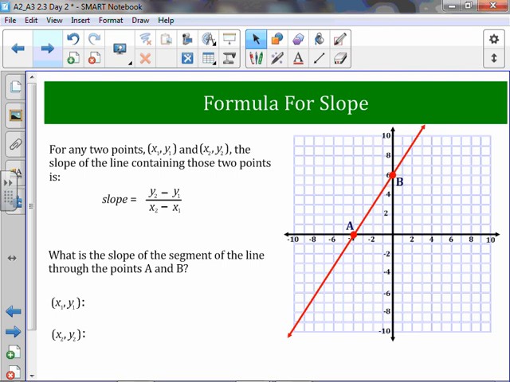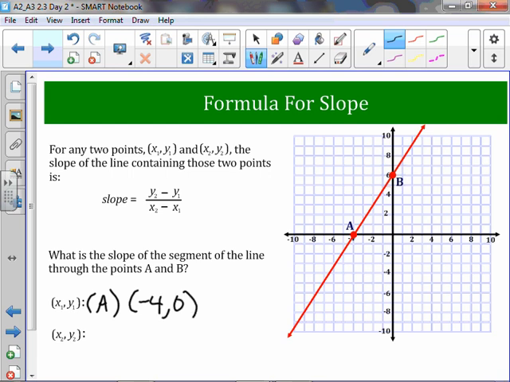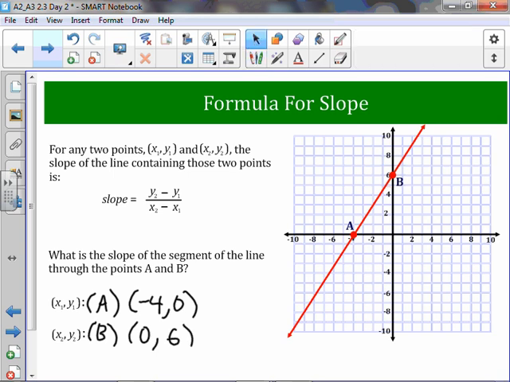All right, so if I call point A x1, y1, that means that this coordinate point, point A, is -4, 0. x2, y2 will then be B, and that is 0, 6. So we have 2 coordinate points. I'm saying that the point x1, y1 is -4, 0, and the point x2, y2 is 0, 6. So how do we put this in the formula for slope?